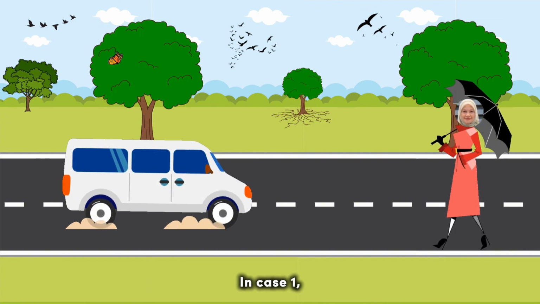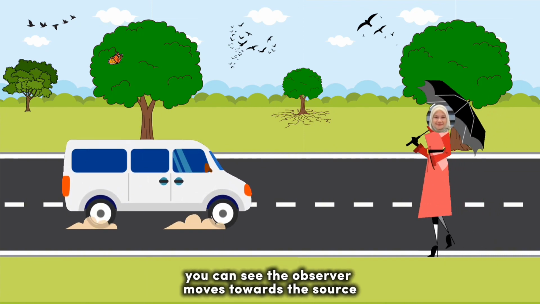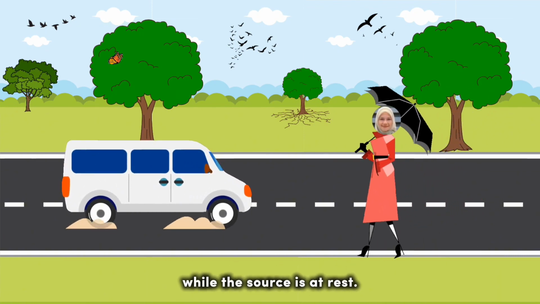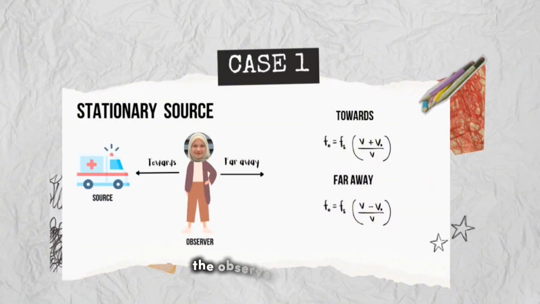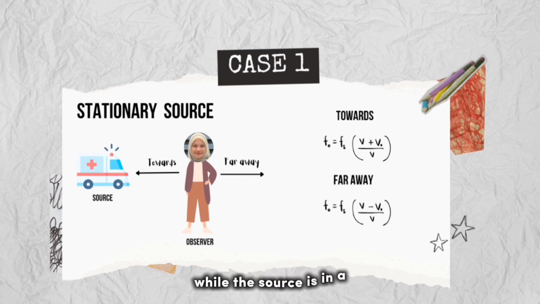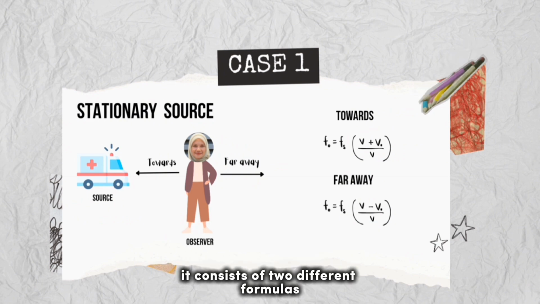In case 1, you can see the observer move towards the source while the source is at rest. Basically, in this case, the observer can move either towards or far away from the source while the source is in a static position. So, it consists of two different formulas for each movement as stated there.